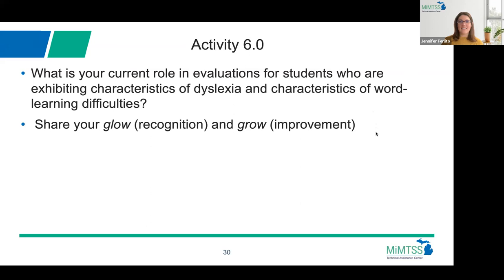Okay. Does anyone want to share their glow or their grow? Or if there was something you wish you could be doing to get more involved in that reading evaluation process, I'd be really curious to hear your roles.